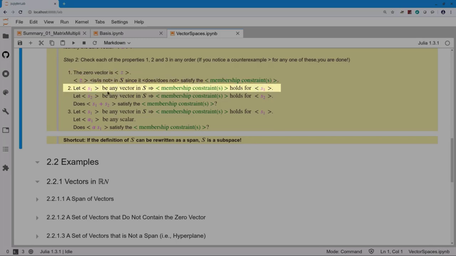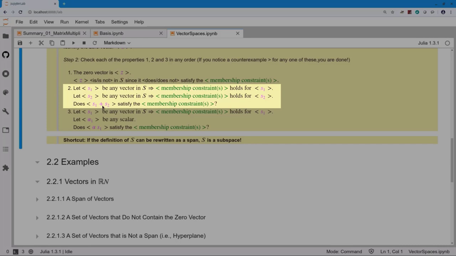And here the keyword is any vector in S. So we have to write a parameterized version of a vector in S. So let S1 be any vector in S, and therefore we know that the membership constraint must hold for that vector. So you write, let whatever expression be any vector in S, and therefore you immediately write what that means for that vector, similarly for S2. And then the question becomes, does the sum S1 plus S2 satisfy the membership constraint?